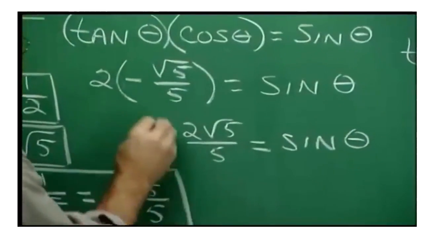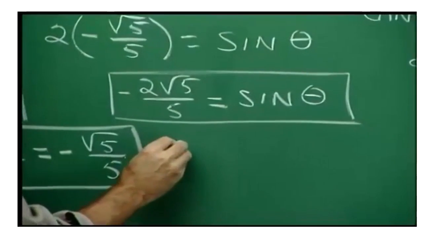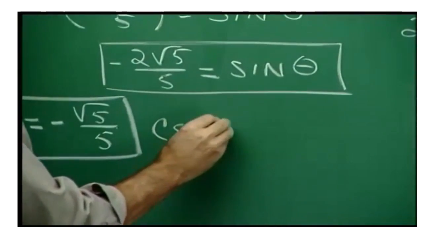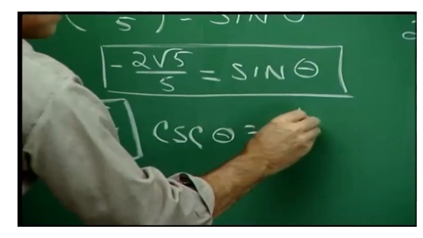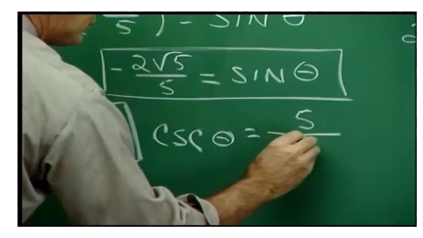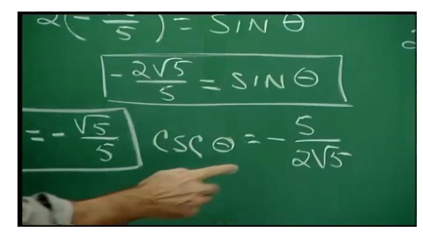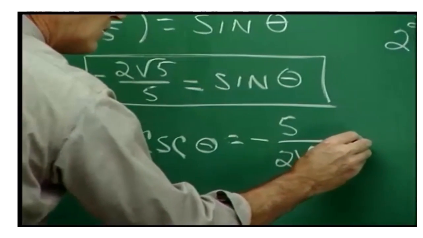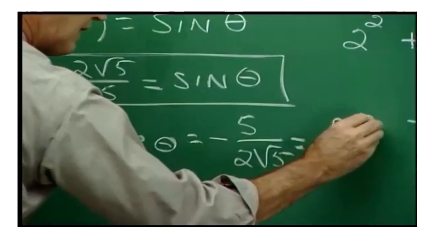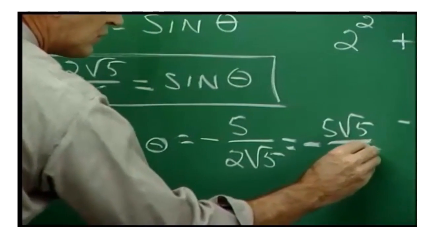So then cosecant, and this is one of the others that we needed, and now cosecant is the reciprocal of this, so we have negative 5 over 2 root 5. And now we sort of have to rationalize back, don't we? If we multiply both numerator and denominator by root 5, we have negative 5 root 5 in the numerator. In the denominator, we have 2, the square root of 25.